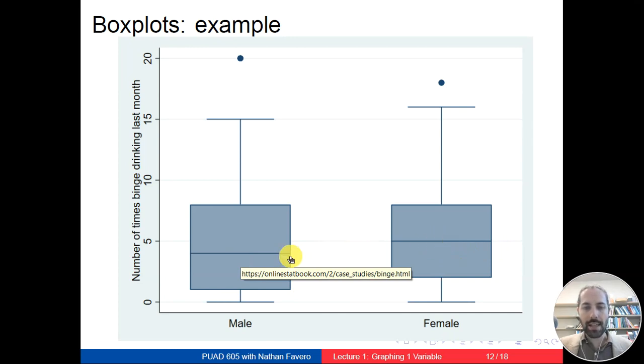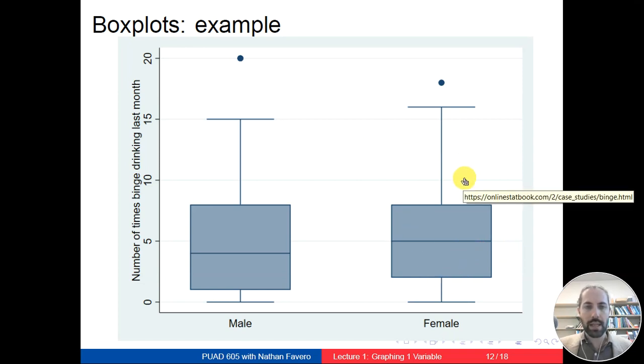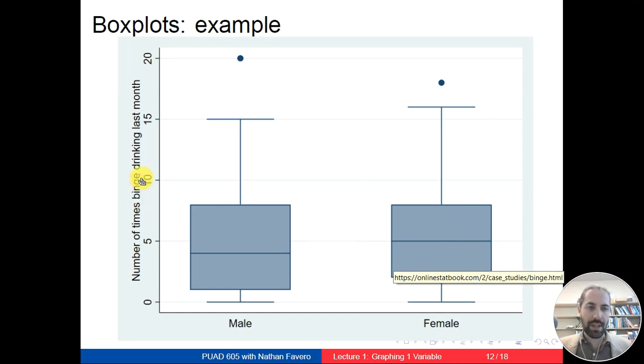Among the females, we see that the median is slightly higher. It looks like it's 5 instead of 4. And so the females in this data set are actually binge drinking a little bit more than the males. And maybe that cuts a little bit against stereotypes, but we should bear in mind that the definition of binge drinking assumes that males can drink a larger number of drinks before it becomes binge drinking than the females.